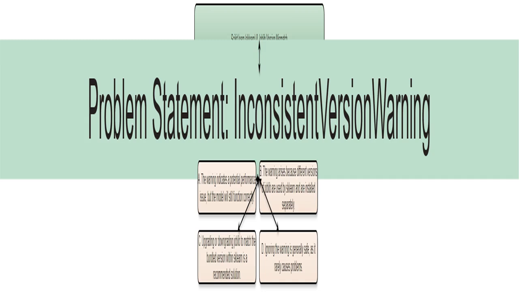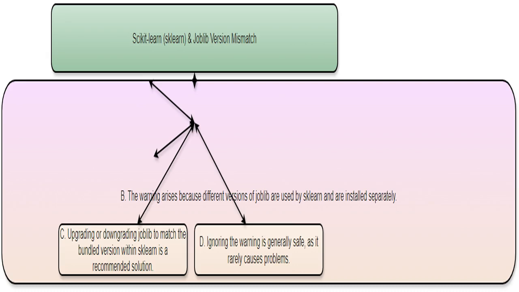This warning appears in Sklearn when there's a mismatch between the version of the joblib library bundled within Sklearn and the version of joblib installed separately in your Python environment. I see this as a heads-up, not a showstopper. It signals a potential problem, but your model might still run. Exactly, this is the core issue. Sklearn comes with its own copy of joblib, but you might have a different version installed separately. This difference causes the warning.